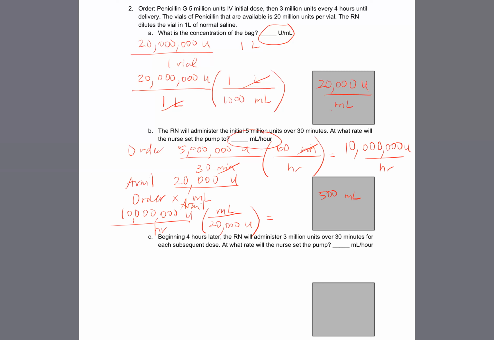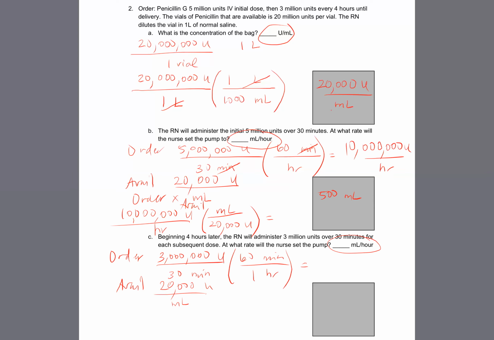C. Beginning 4 hours later, the RN will administer 3 million units over 30 minutes for each subsequent dose. At what rate will the nurse set the pump in milliliters per hour? So same thing as B. Order is 3 million units over 30 minutes. There's 60 minutes in 1 hour. Your availability is 20,000 units per ml.